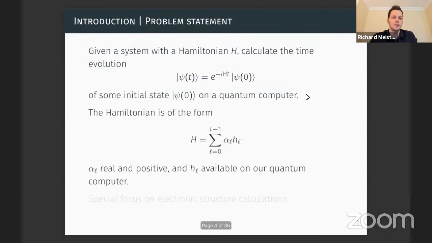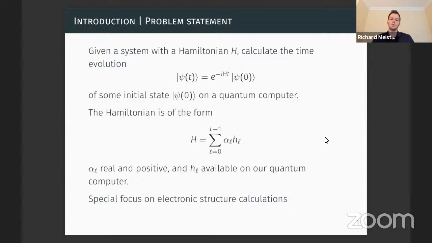For the purpose of this talk, I'm going to assume a Hamiltonian of this form, where it's a weighted sum of operators. These alpha_l are real and positive scalars, and these H_l operators are available as gates or gate sequences on our quantum computer. And I want to focus on electronic structure calculations for the purpose of this talk.